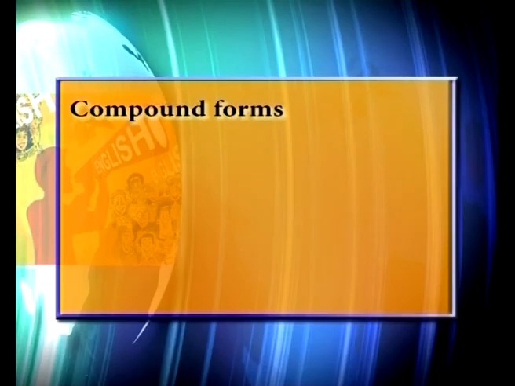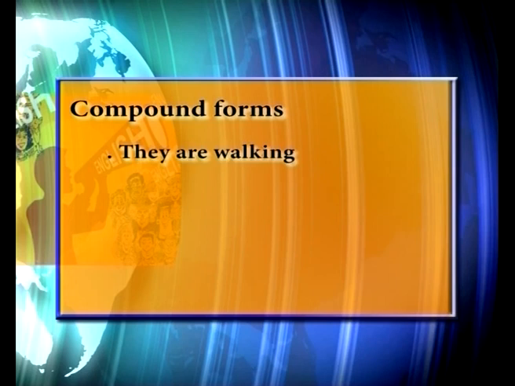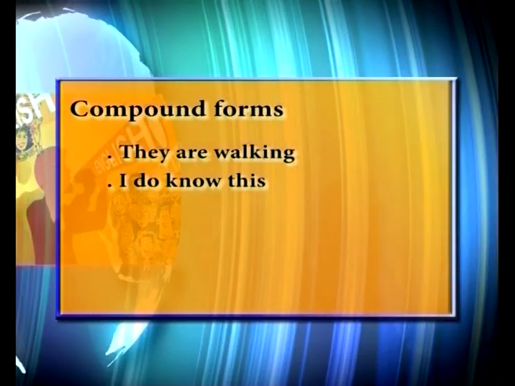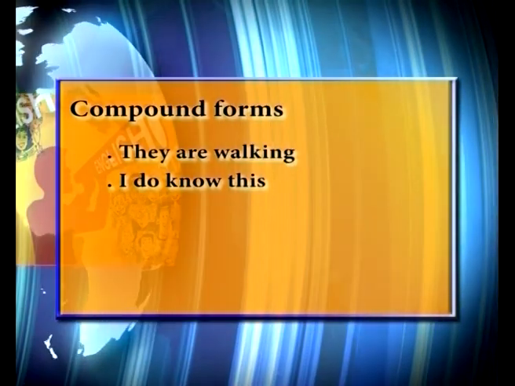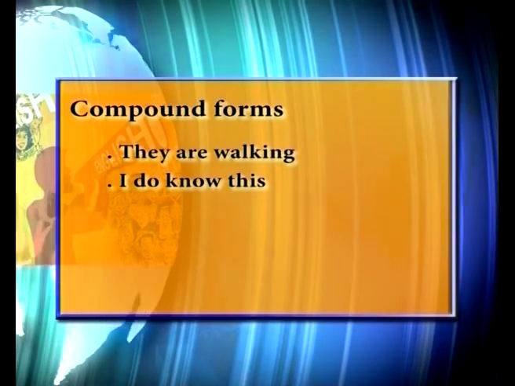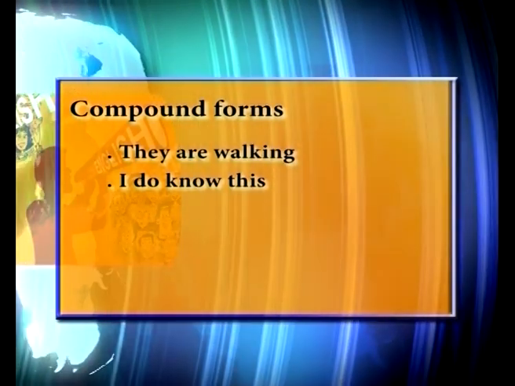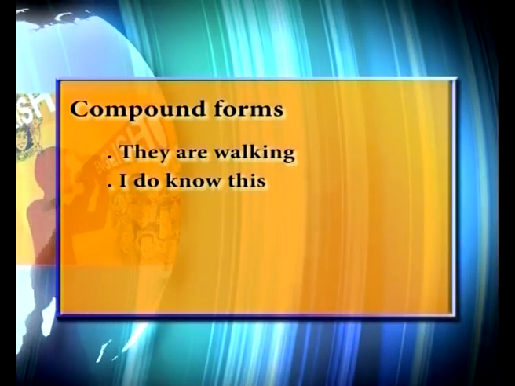Verbs often appear in compound forms. For example, they are walking. Here, walk is a main verb that is changing into ing form just because of the helping verb are. I do know this, do and know. I'm using do know. It is not showing any sort of change in action or tense, but simply it is emphasizing the fact that I know something, I do know.